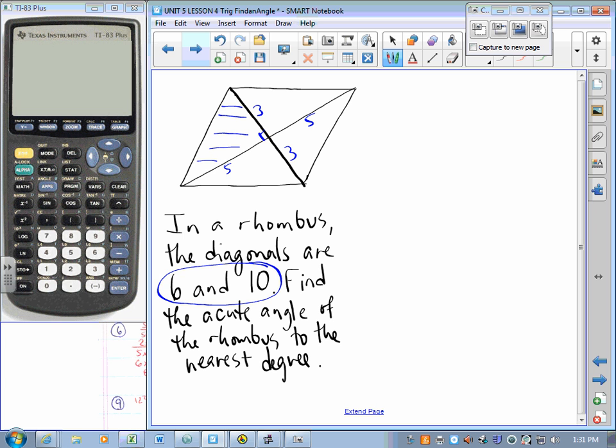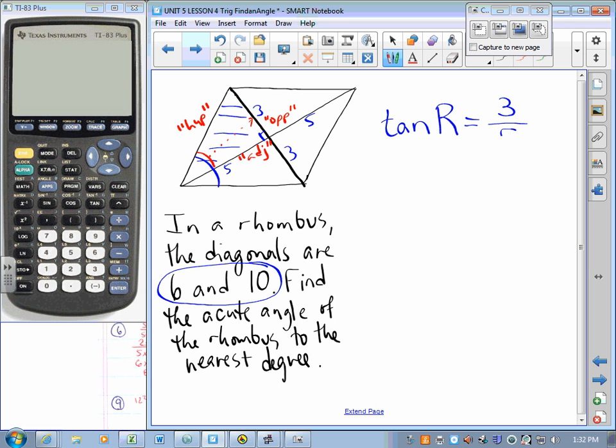So if I'm looking for the acute angle of the rhombus, what I'm really going to do is find that red angle and double it. So how am I going to find that red angle? Well, the opposite side is the 3. The 5 is the adjacent side, and the hypotenuse is the side of the rhombus. So I've got opposite and adjacent. That's a tangent problem. Tangent of the red angle, I'll call that R for red.